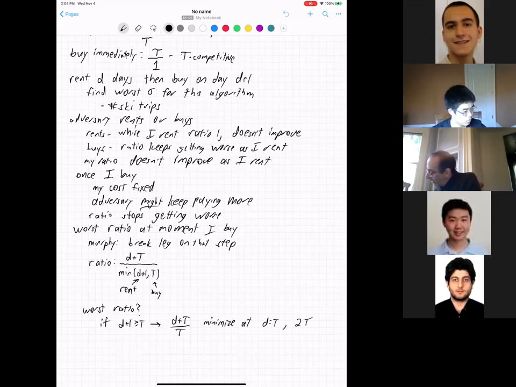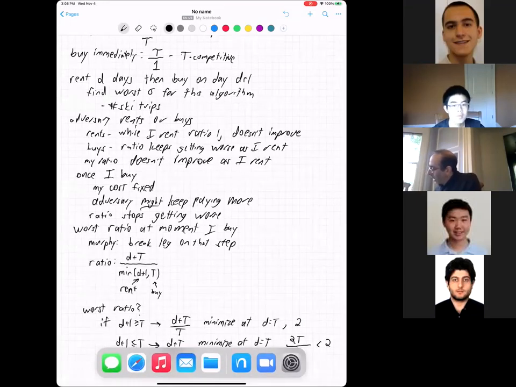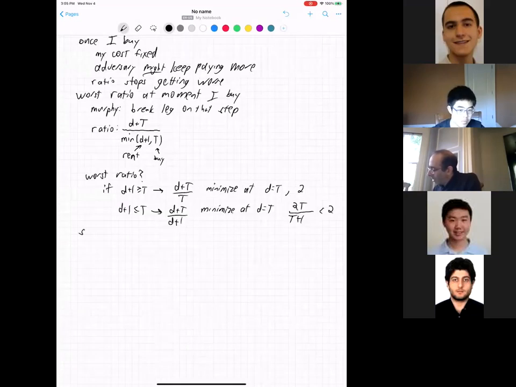If on the other hand, D plus 1 is less than or equal to T, then I'm going to be doing D plus T divided by D plus 1. And again, I can minimize this at D equal T, and I get 2T divided by T plus 1, which is less than 2. So what this shows me is that I should just set D equal T, and I achieve a ratio of 2.